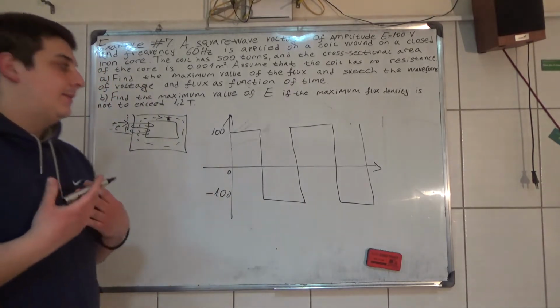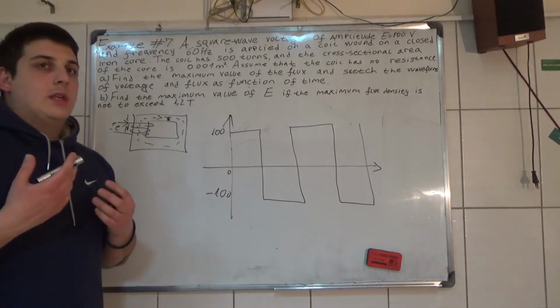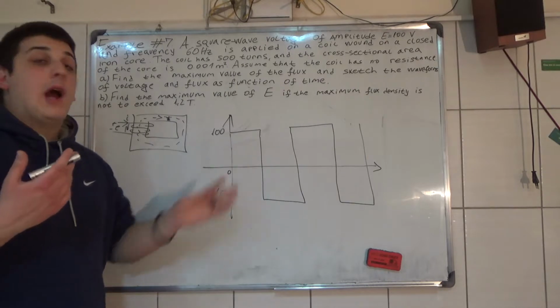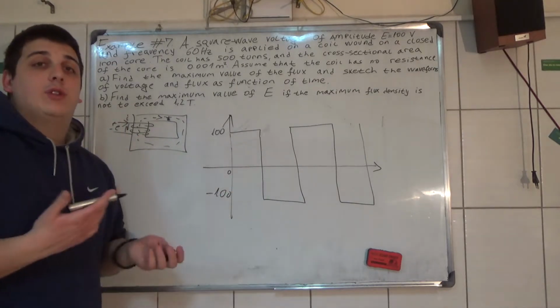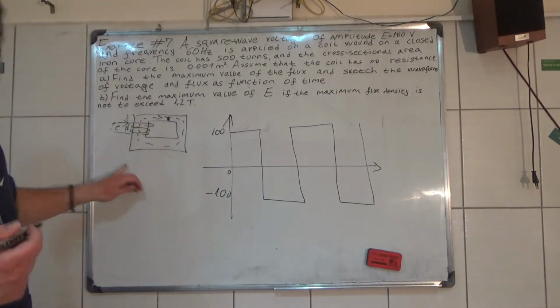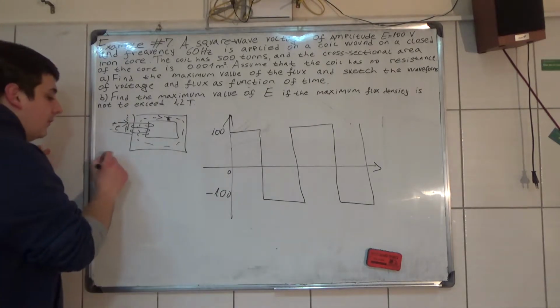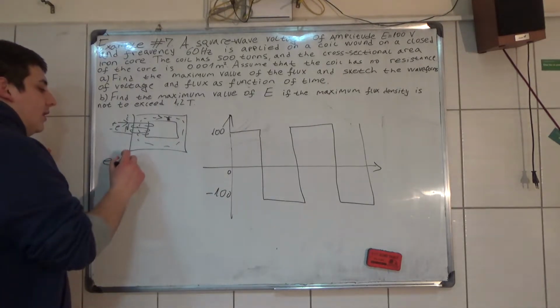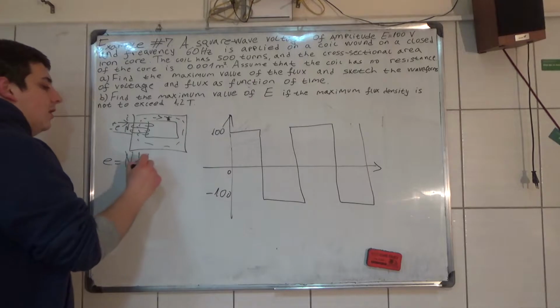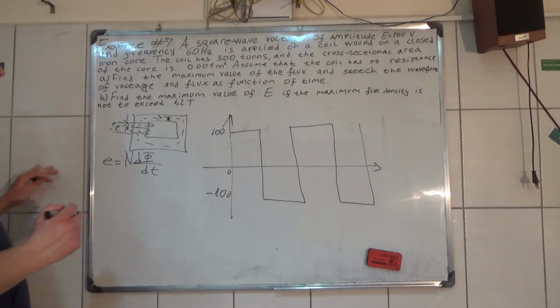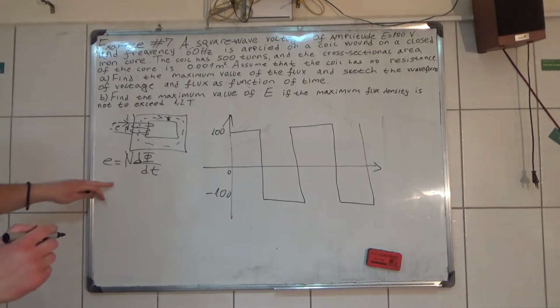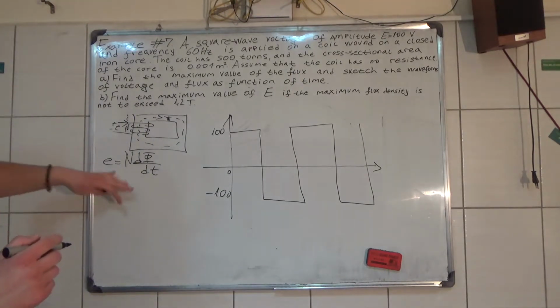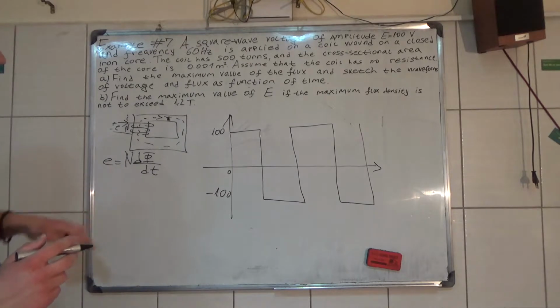Now, how is the flux going to change? Well, you know that E is equal to N dΦ by dt, this is the formula by Faraday's law.